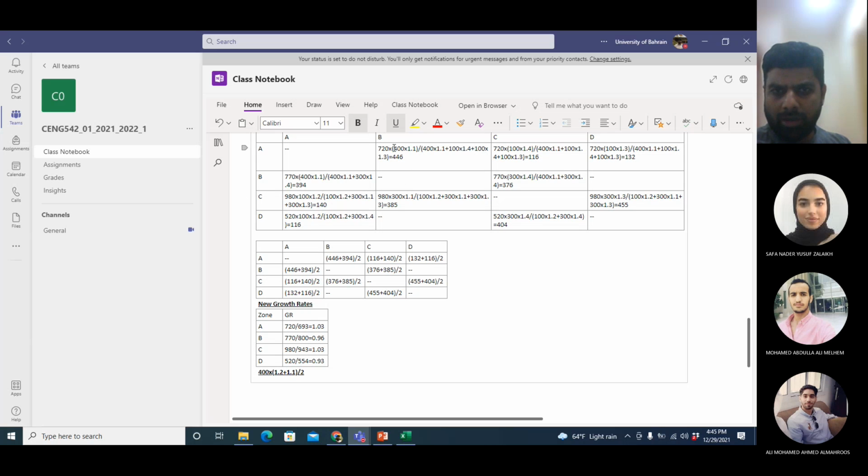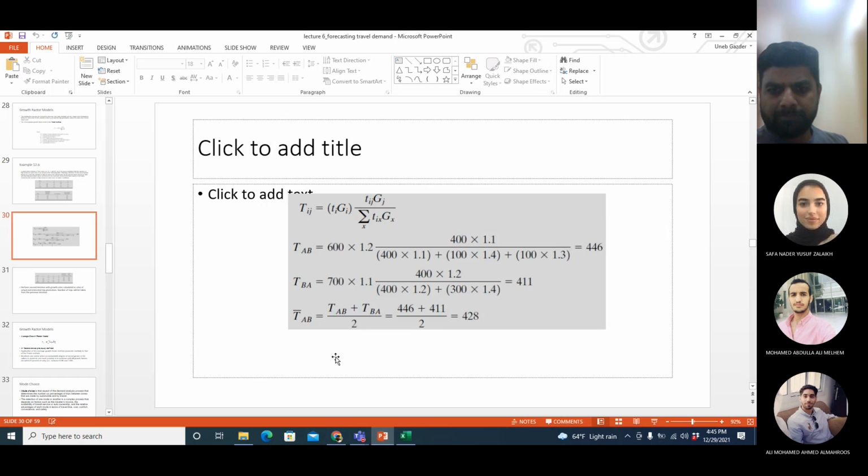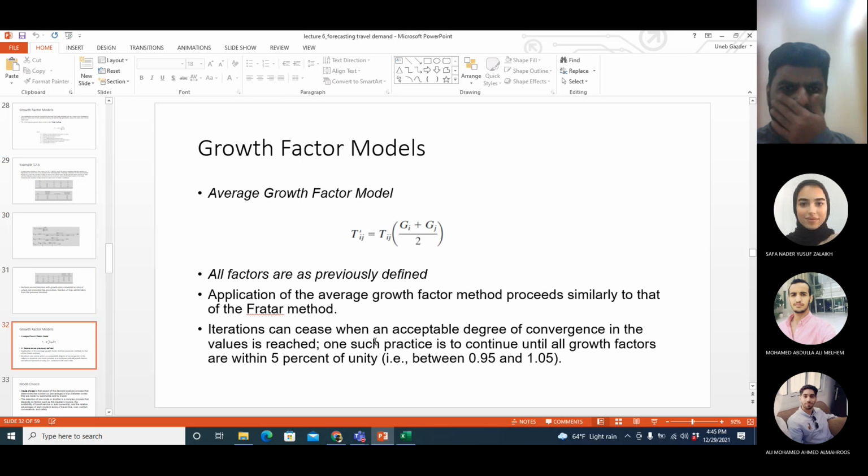So instead of doing this whole equation, now your work is very simple. This is the simpler method, but obviously the other one is more accurate. Good things in life are more complicated. This will give you the future number of trips between A and B, and you do the same thing for A and C, A and D, and all the other zones. Each time you are just taking the average of the growth rate of the origin zone and the destination zone, and you multiply with the current number of trips. And then you will get the future value.